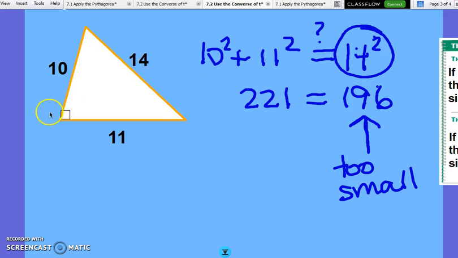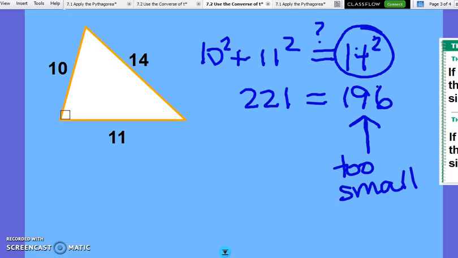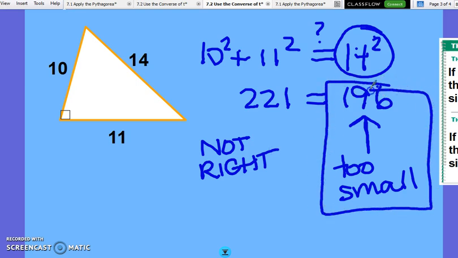And do you see what that did with my angle? Because that 14 wasn't big enough, my angle is actually acute, right? So that actually tells me that not only is it not a right triangle, if I look closely at the numbers, specifically the c squared, and it's too small, I can conclude that that's an acute triangle.